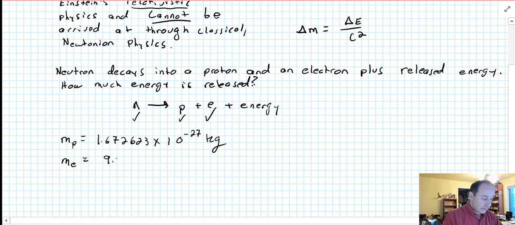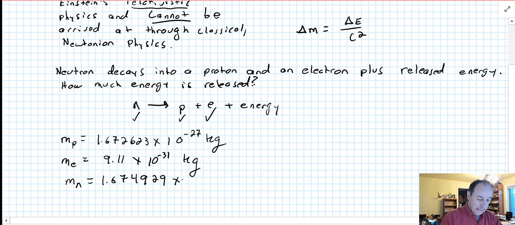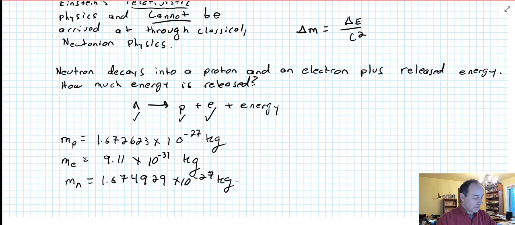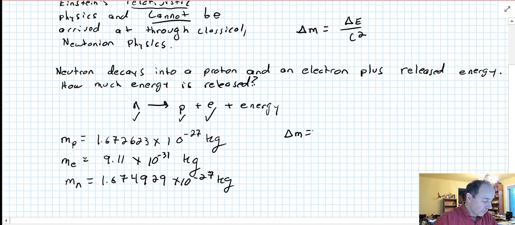Mass of an electron, 9.11 times 10 to the minus 31. Note that an electron is roughly 1/1000th of a proton. The mass of a neutron is 1.674929 times 10 to the minus 27 kilograms. All right, so basically we have one equation and one unknown. This is pretty easy to solve. So the change in mass is going to equal the mass of the neutron minus the mass of the proton minus the mass of the electron.